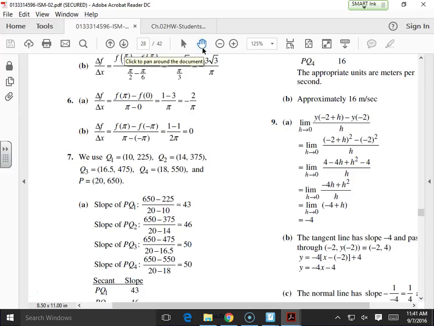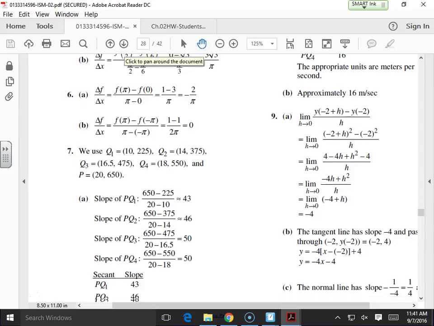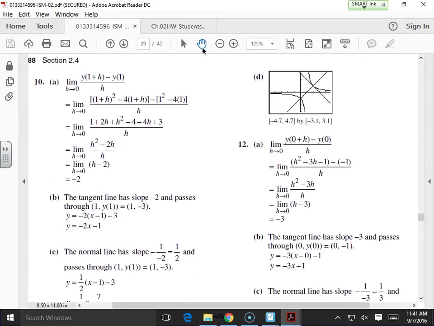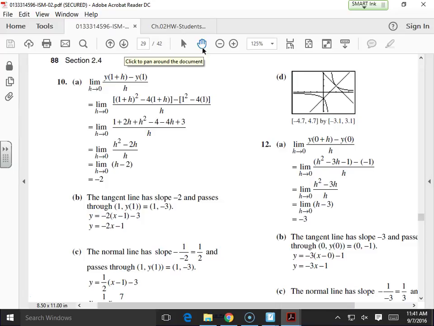What's our next even? 10. Ready? Final answer, negative 2 for A.